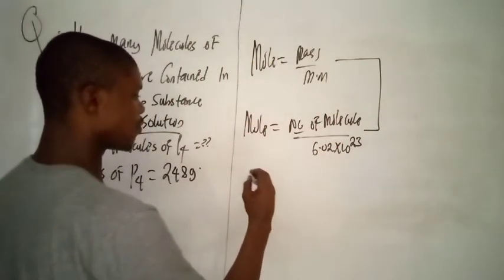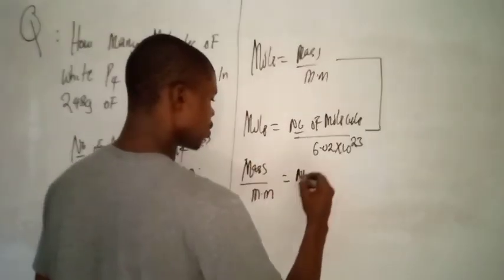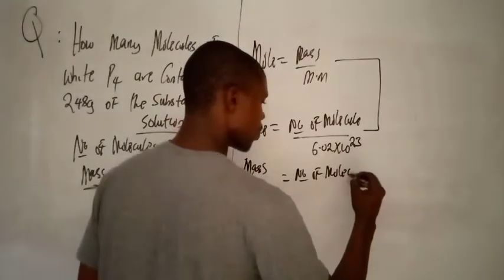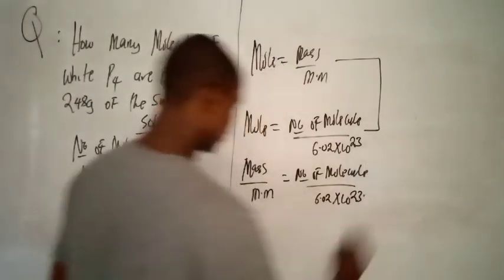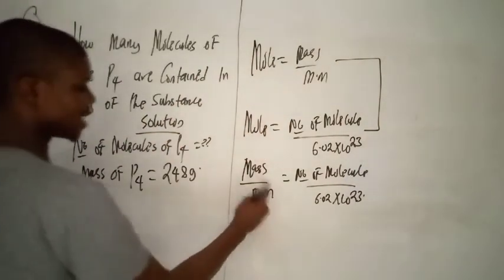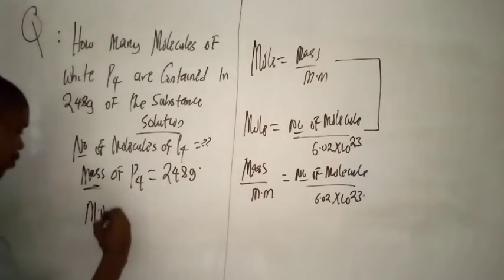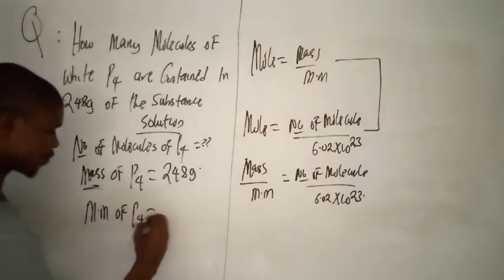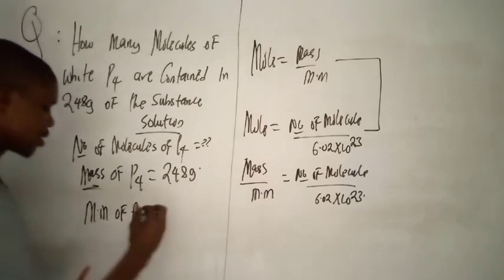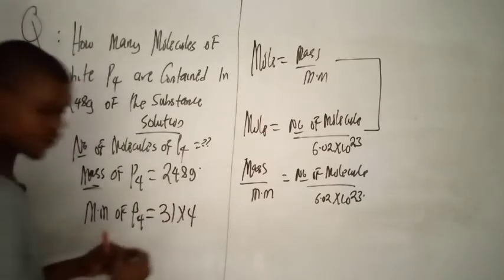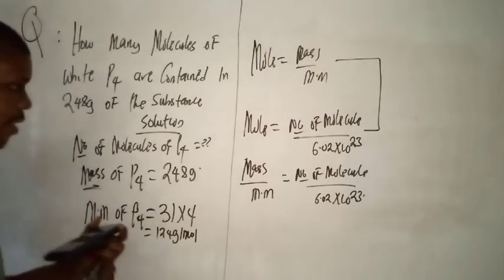Now when you link them together, here we have mass over molar mass equals the number of molecules over 6.02 exponential 23, right? The next thing to do is the molar mass of P4, white phosphorus. Remember the atomic mass of phosphorus is 31. 31 times 4, let's calculate. 124 grams per mole, you get.